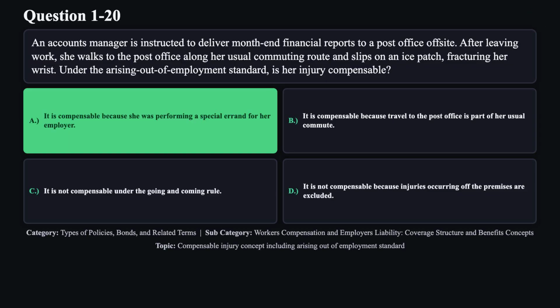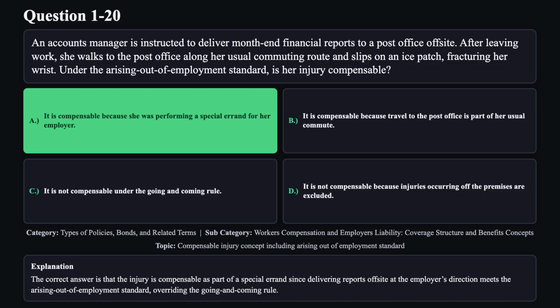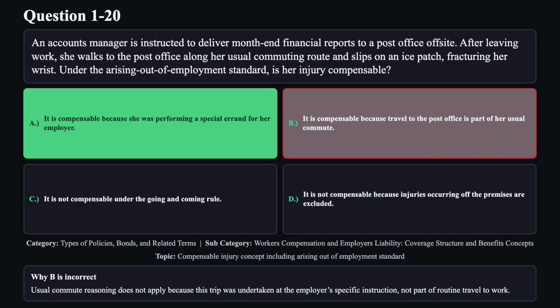The correct answer is A. The correct answer is that the injury is compensable as part of a special errand, since delivering reports off-site at the employer's direction meets the arising out of employment standard, overriding the going and coming rule. Reason B is not correct.